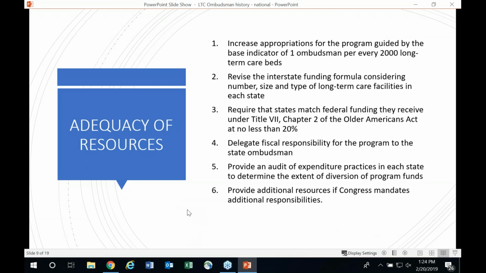So they also recommended that an audit of expenditure practices in each state be done to determine if there was diversion of program funds. And then if Congress mandates additional responsibilities for the Ombudsman program, that along with that would be additional resources.